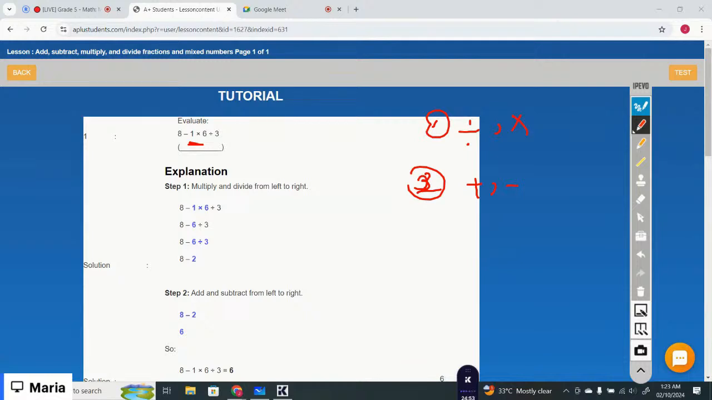You can do 6 times 1. And after the multiplication, you are left with subtraction and division, right? So you have to do division because division has the higher priority over subtraction. So you have to divide: 6 divided by 3 is 2. And last you have to subtract. So 8 take away 2 is 6. Got it?